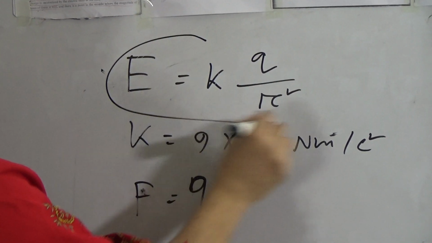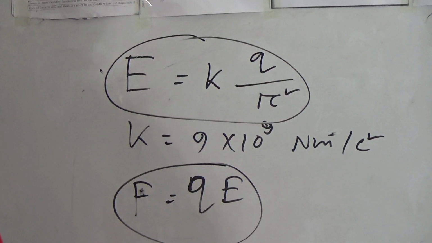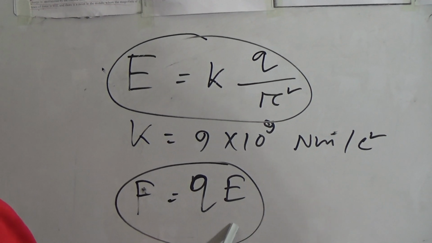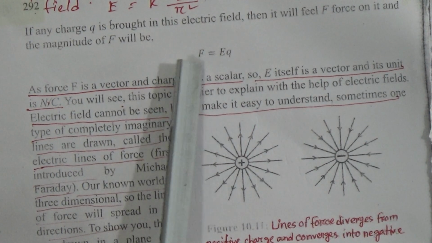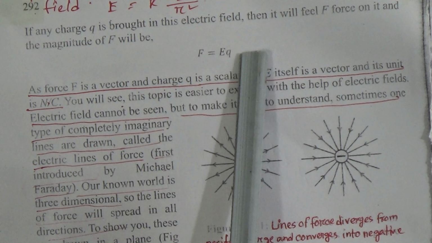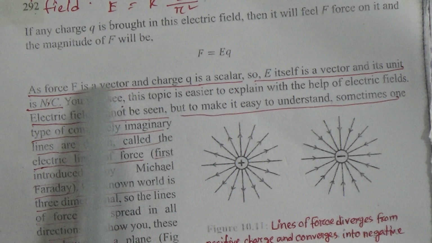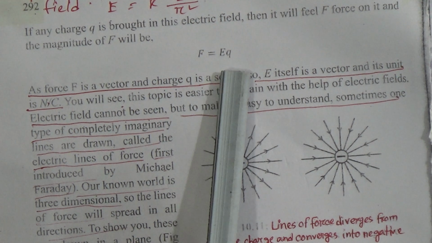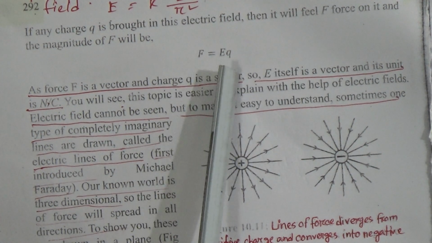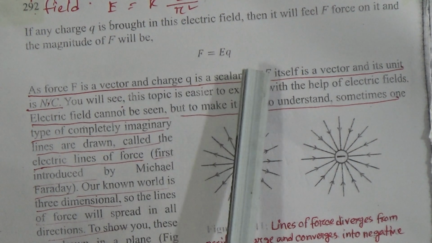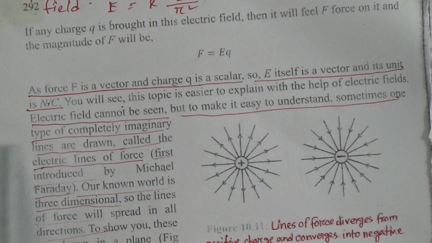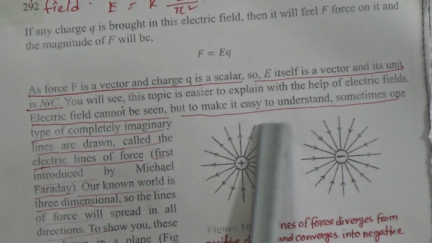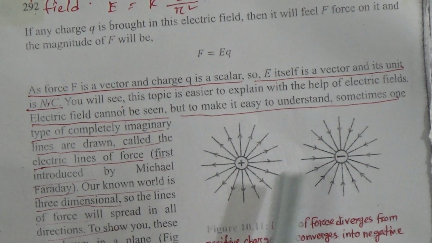So my dear students, you have to memorize these two formulas for mathematical problems. Force F is a vector quantity and charge Q is a scalar quantity. My dear students, this is a very important MCQ. The electric field E itself is a vector, and its unit is Newton per coulomb.